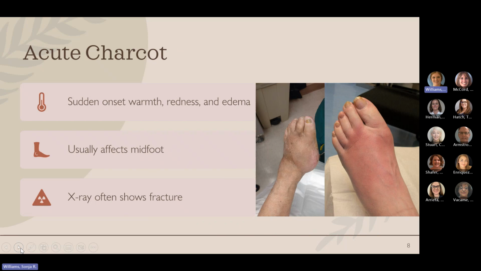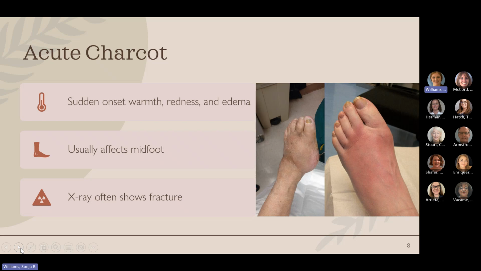and so they'll come in saying that they suddenly have this red hot swollen foot. And it's very common with an acute Charcot flare that when they go to the emergency department, they'll be prescribed oral antibiotics, and then they'll come back and say there wasn't any improvement in the symptoms. Things that you can help to differentiate between infection and Charcot.